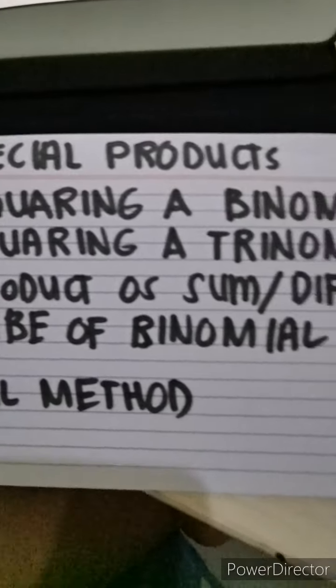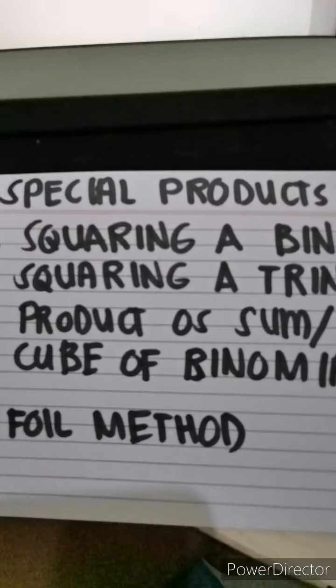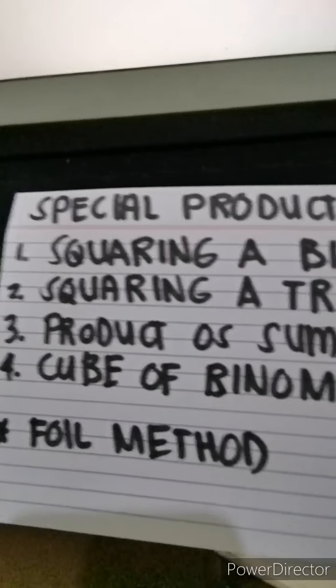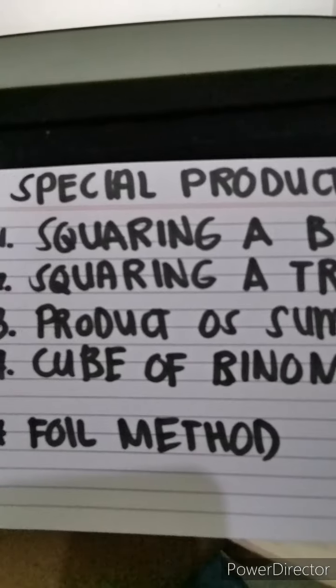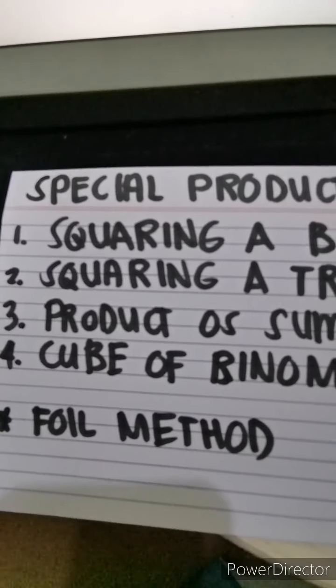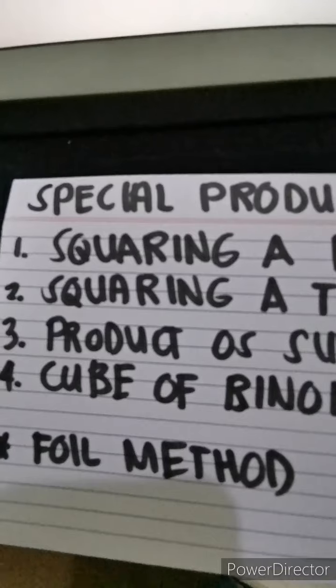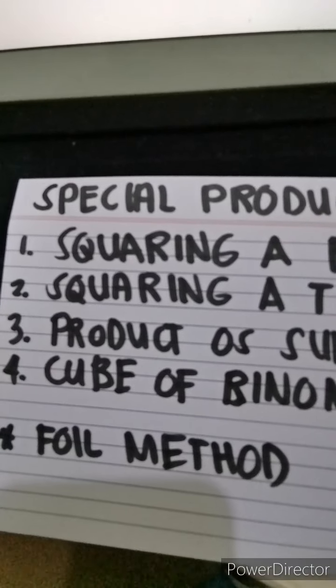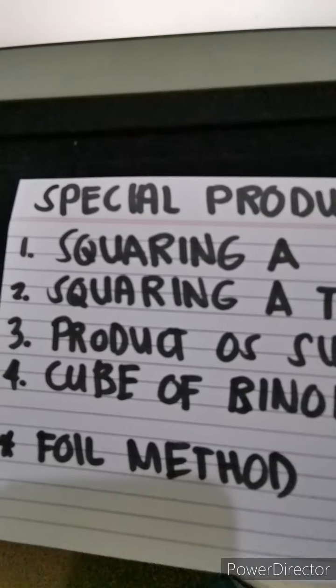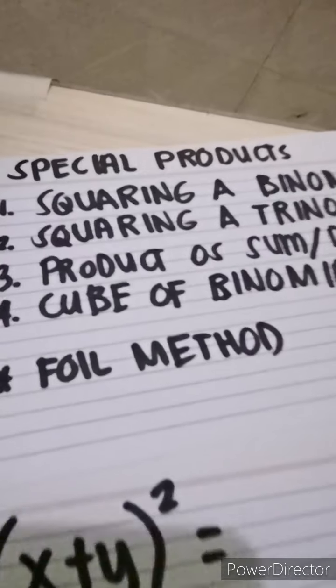First, we have the squaring of a binomial. Second, we have the squaring of a trinomial. Third is the product of sum and difference. And the fourth one is the cube of a binomial. I will also teach you how to use the FOIL method, because the FOIL method is one of the most used multiplication methods of polynomials.